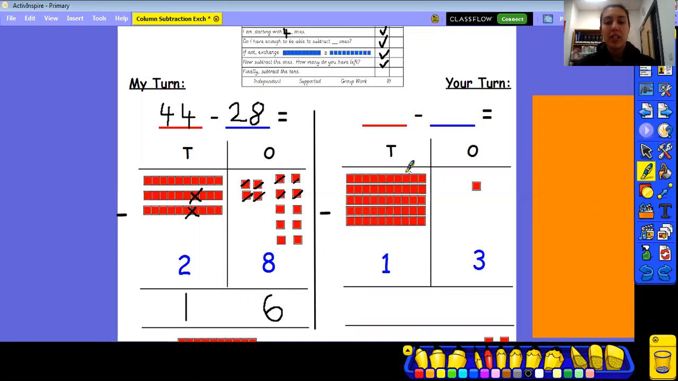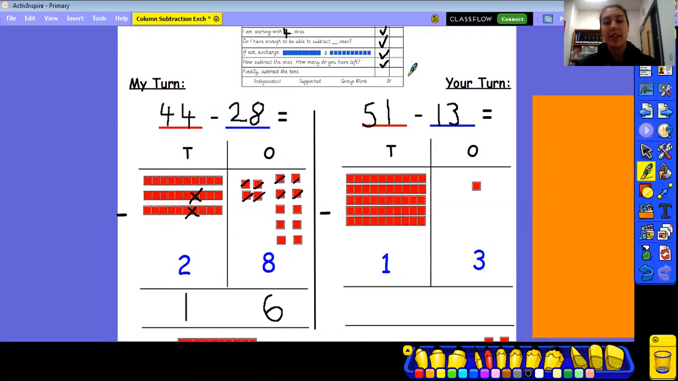Let's try then. So I'm starting with 1, 2, 3, 4, 5 tens. My starting number has got 5 tens and it has got 1 one. That's right, well done. And I'm subtracting 13. Remember that teen at the end of 13 tells me that it has 1 ten. So 51 subtract 13. Where do we start, Year 2? Well done, we always start with the ones column.